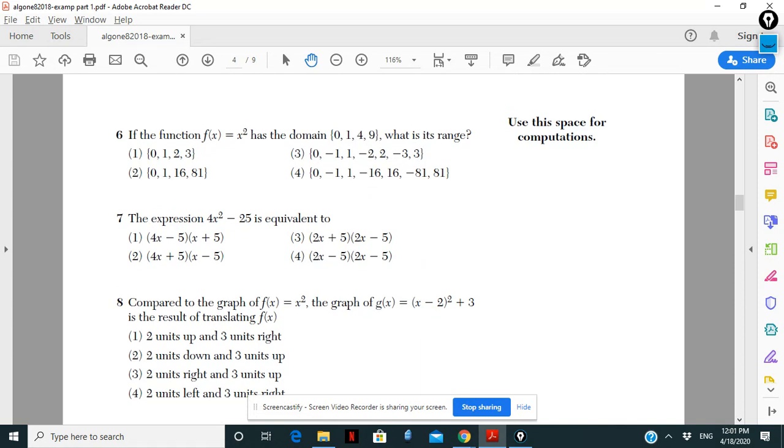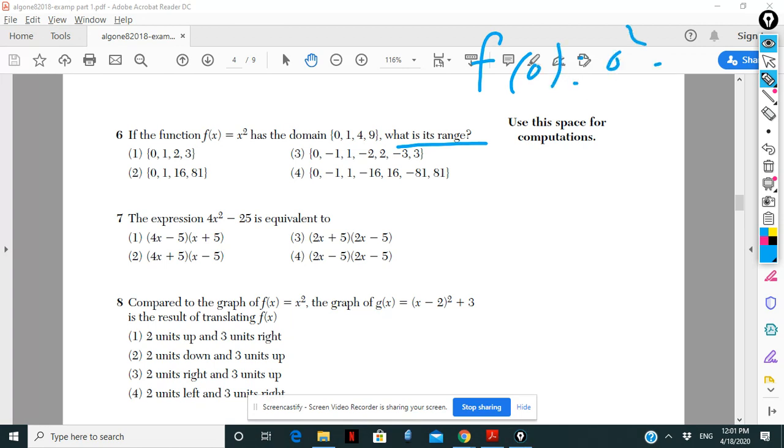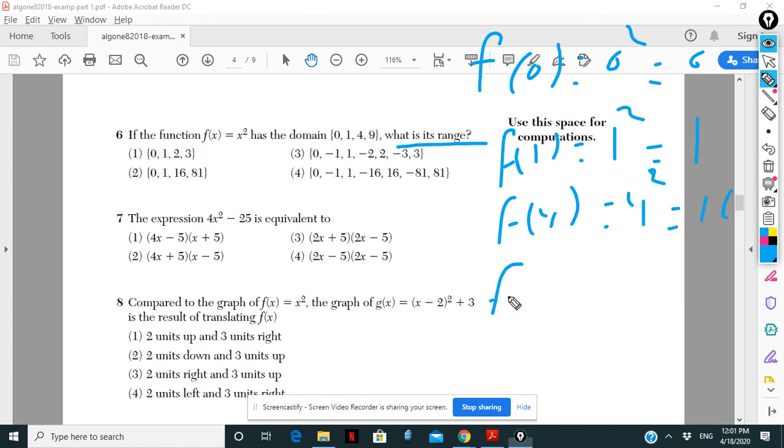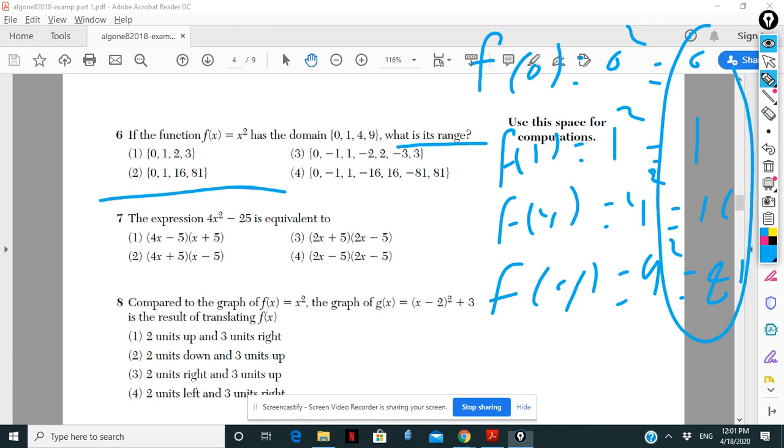Question number 6. If the function f(x) has a domain 0, 1, 4, 9, what's the range? The range means the values. So I'm finding f(0), which is 0 squared, which is 0; f(1), which is 1 squared, which is 1; f(4), 4 squared is 16; and f(9), 9 squared is 81. So the range should be 0, 1, 16, 81. So the answer is 2.